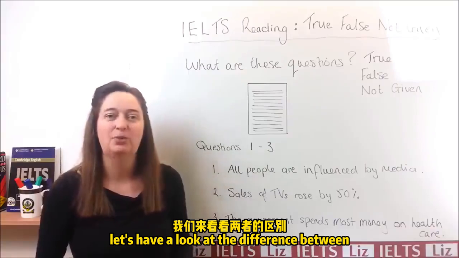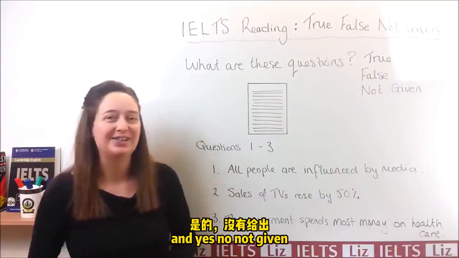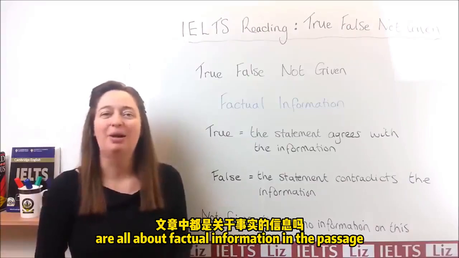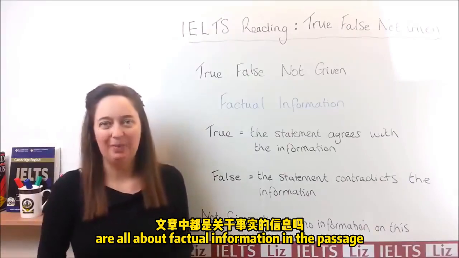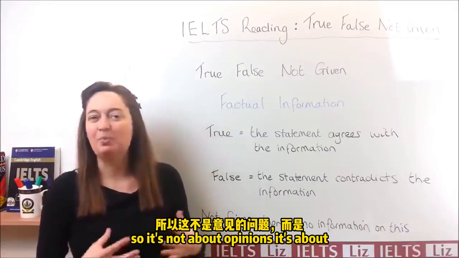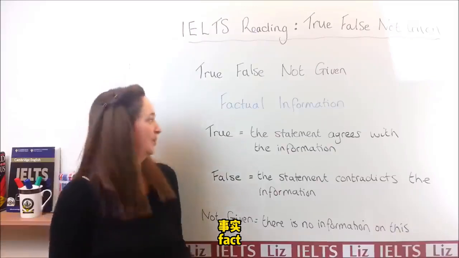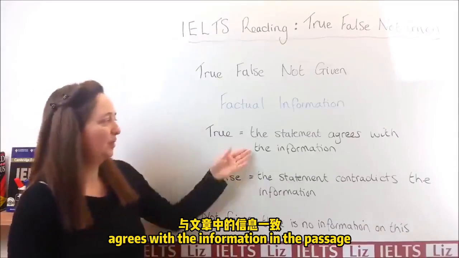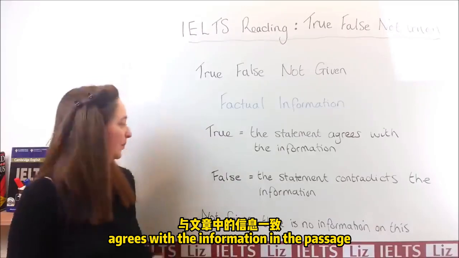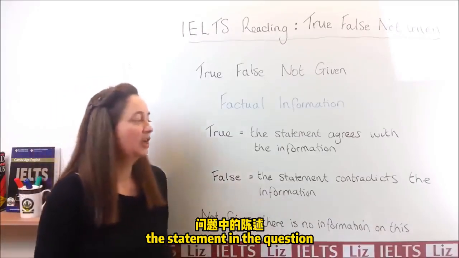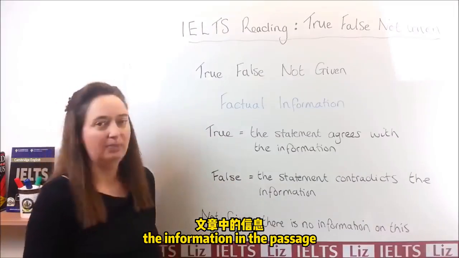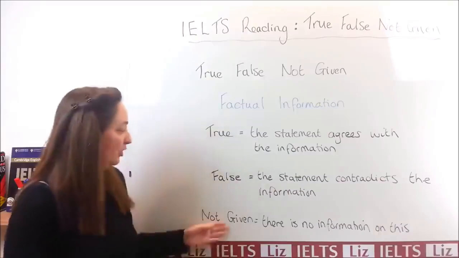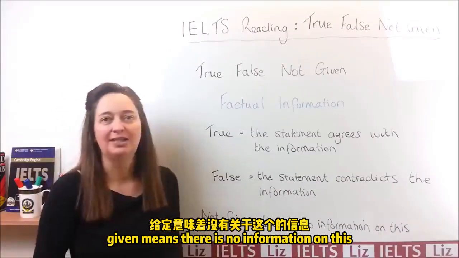Let's have a look at the difference between true, false, not given and yes, no, not given. The true, false, not given questions are all about factual information in the passage. So it's not about opinions, it's about fact. True means that the statement in your question agrees with the information in the passage. False, the statement in the question contradicts the information in the passage. Contradicts means it's the opposite meaning. And not given means there is no information on this.